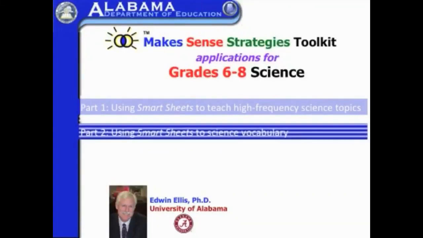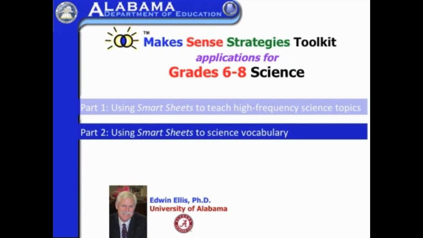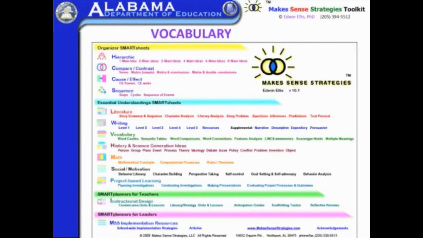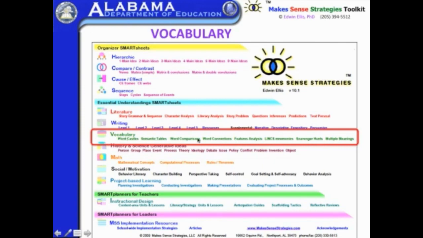So what we're going to do now is take a look at some of the Smart Sheets that are specifically designed for teaching vocabulary, and we're going to look at some applications of how science teachers have used those. And so back to the homepage of the Make Sense Strategies, what we're going to be looking at is a whole series of tools that can be found here.